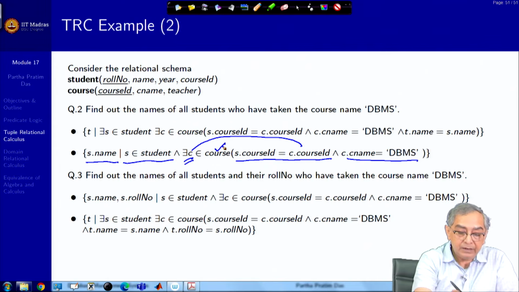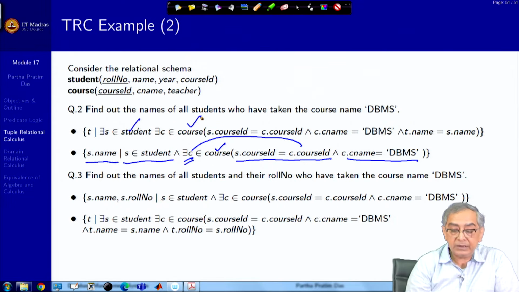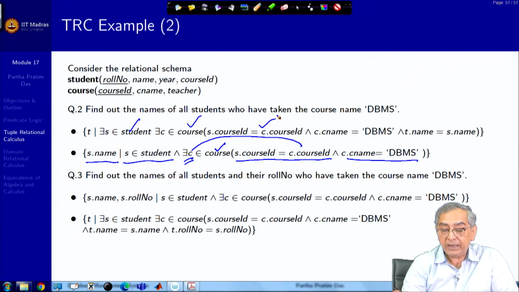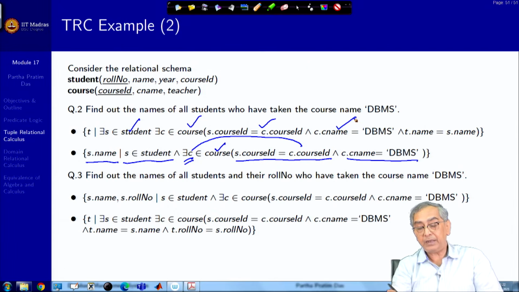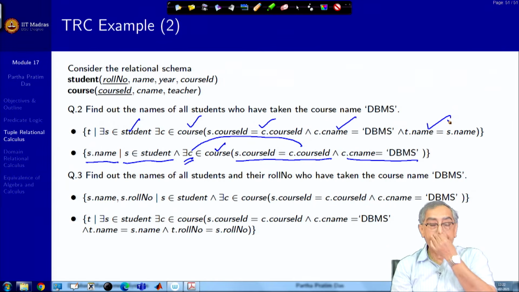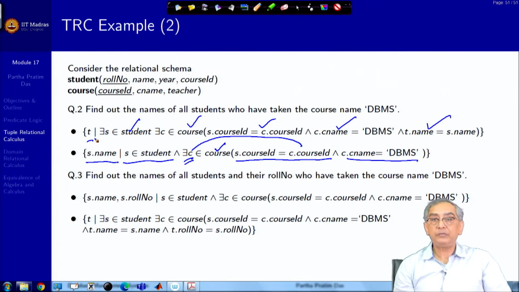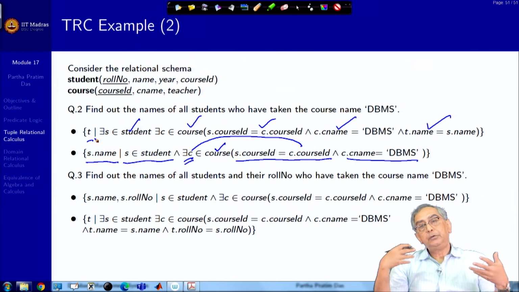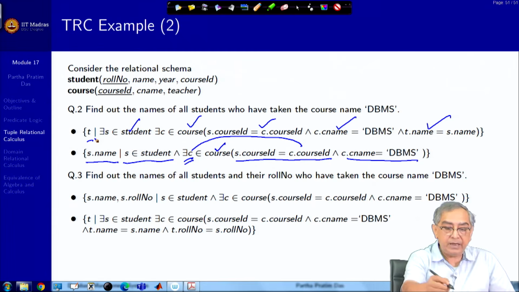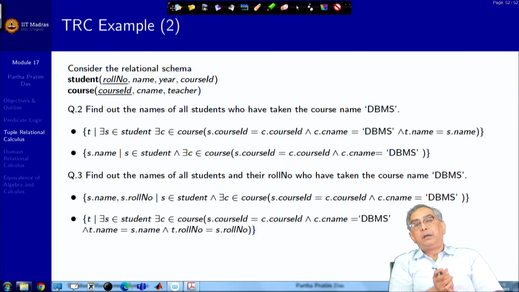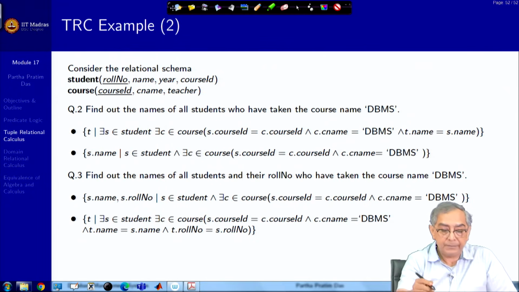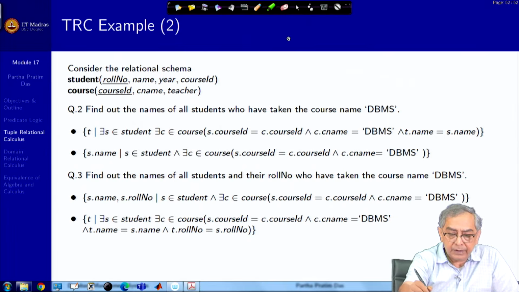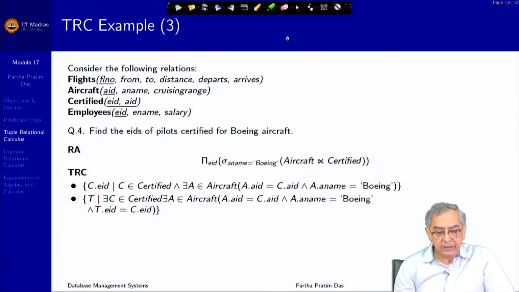You can look at it differently. S is a student, C is a course. So, the course ID is the same and the name is DBMS and the student's name matches. That is the result. So, that is basically the way to express this in terms of predicate calculus, or in this case the tuple relational calculus. There are other queries. Let us look at this one.